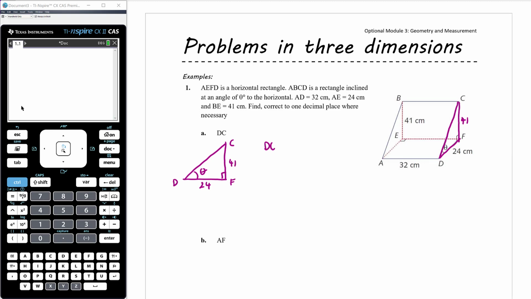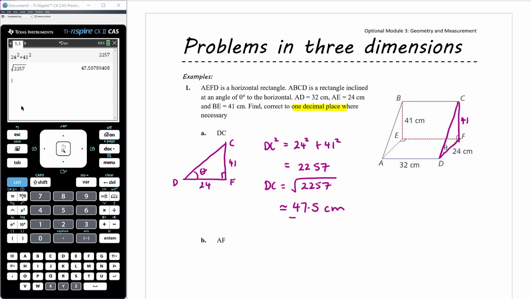DC is the hypotenuse, so DC squared will equal 24 squared plus 41 squared. So 24 squared plus 41 squared is 2257, and therefore DC is the square root of 2257, which is approximately, and what do we want? 1 decimal place where necessary. The where necessary just means if it's an exact value, we don't need to give a rounded answer, but where we do need to round it should be to 1 decimal place. So 47.5, and that's a length, and the lengths are in centimetres.